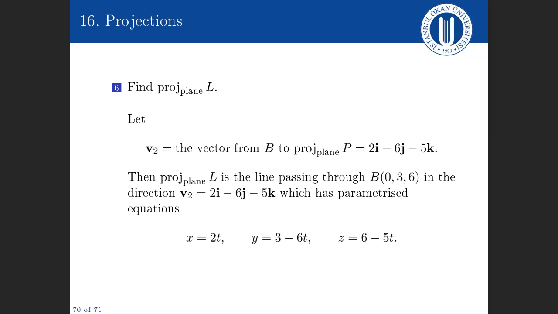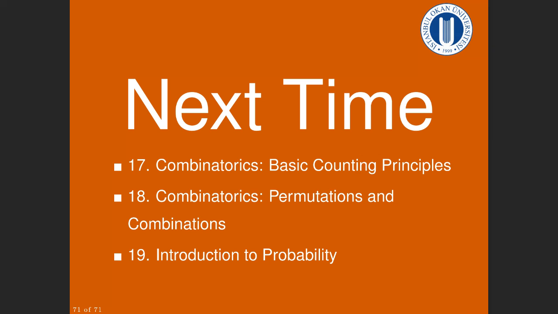We know 2 points on the new line. Using those, we can find a vector which is parallel to the new line. And then the answer is we want the line passing through the point 0, 3, 6 in the direction of this vector. So the answer to this question is x is equal to 2t, y is equal to 3 minus 6t, and z is equal to 6 minus 5t. I'm aware that projections are quite difficult.